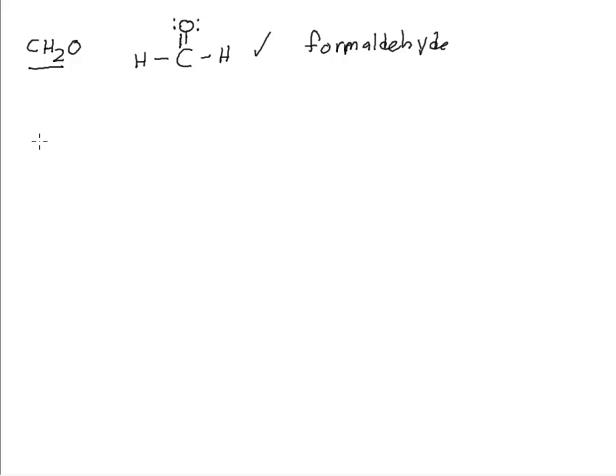Another formula we could look at, slightly expanding on formaldehyde's formula, C2H5OH. And again, this could be written any number of ways. We could write C2H6O, or we could write CH3OCH3. But let's look at this one first.